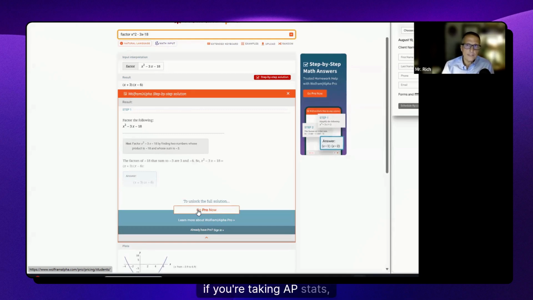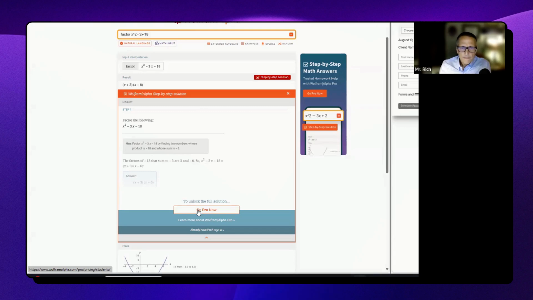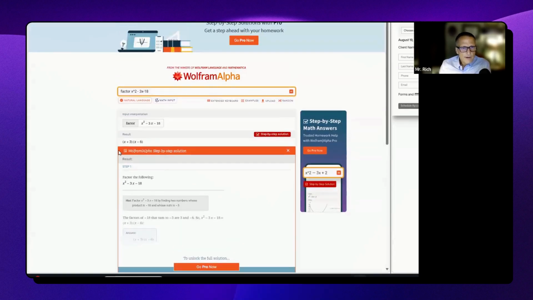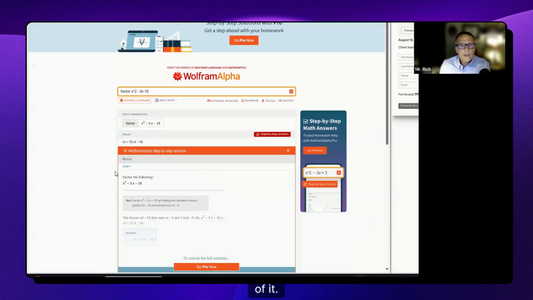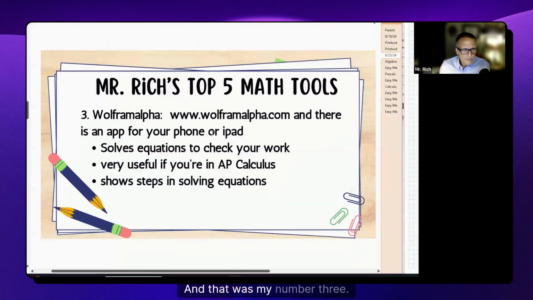If you're taking AP stats, it's also good for doing statistical work. So it's a great thing. And maybe down the road, I'll show you some of the features that Wolfram Alpha has. But for now, I just wanted to show it to you and make you aware of it. I'm going to go back, and that was my number 3.